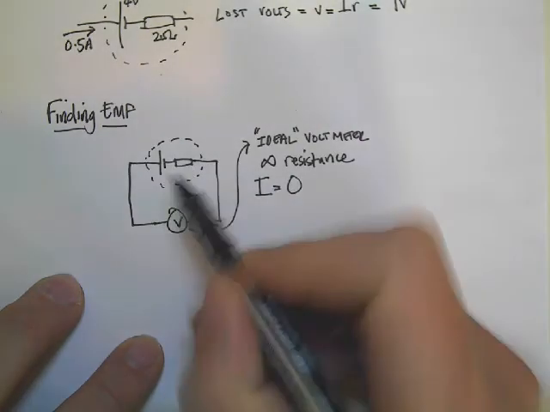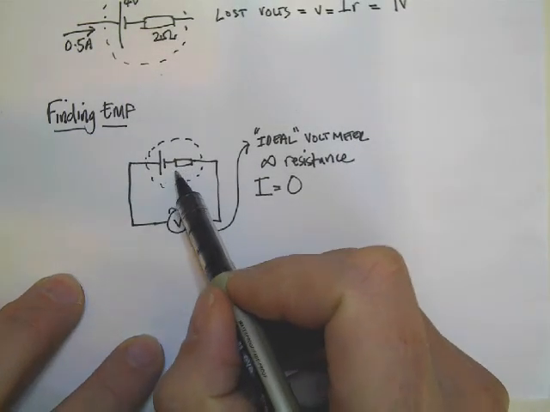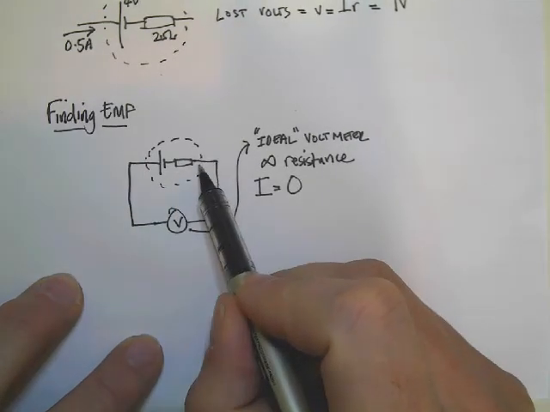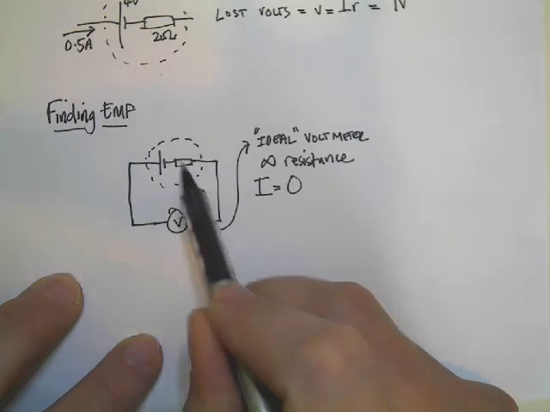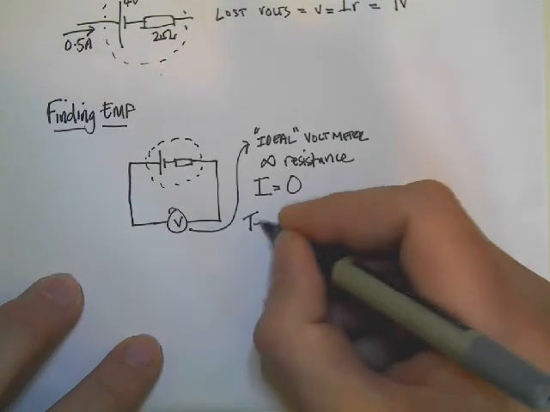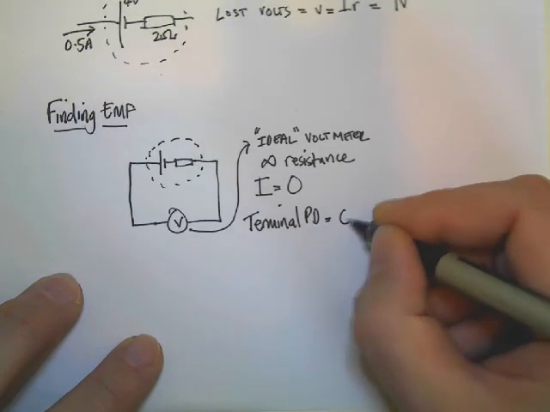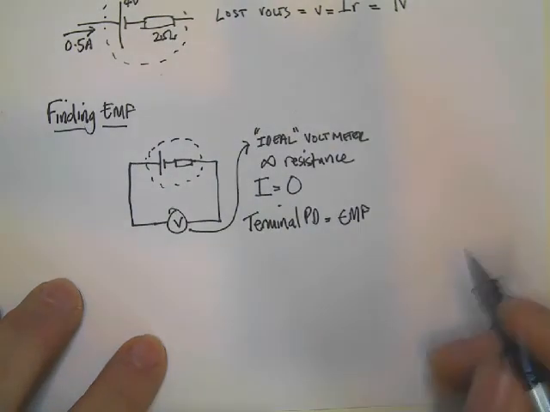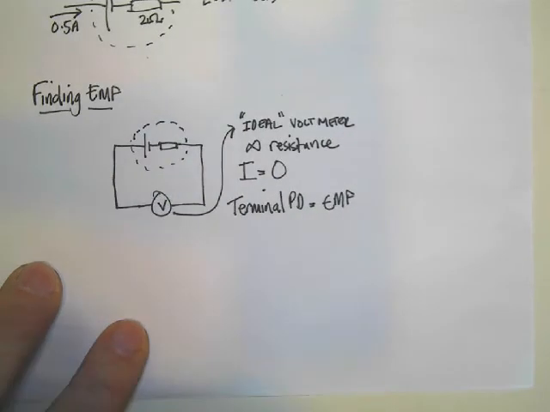And if the current's equal to 0, no work will be done going through this internal resistance. And if no work's done going through that internal resistance, no volts are going to be lost. So in this case, with no current flowing, the terminal potential difference, which is what the voltmeter measures, will be the same as the EMF of the cell. I'll write that down. The terminal potential difference equals the EMF. That's in words.